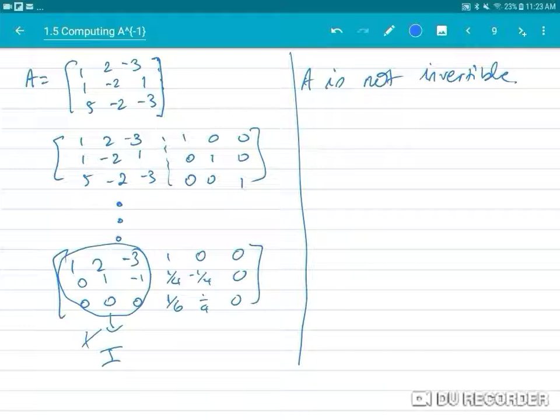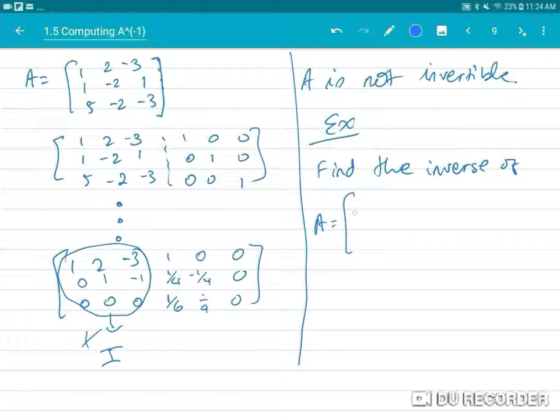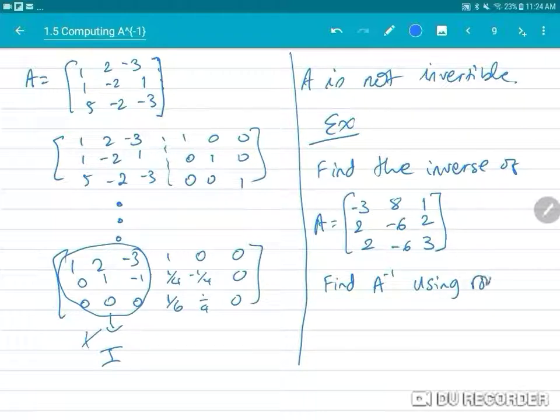So finally, I'd like to give you an exercise. The exercise is find the inverse of A, which is minus 3, 8, 1, 2, minus 6, 2, 2, minus 6, 3. And what I want you to do is use this method that we did here: find A inverse using row reduction.